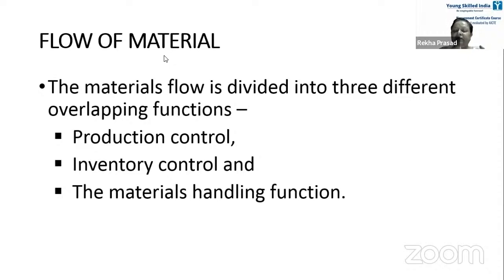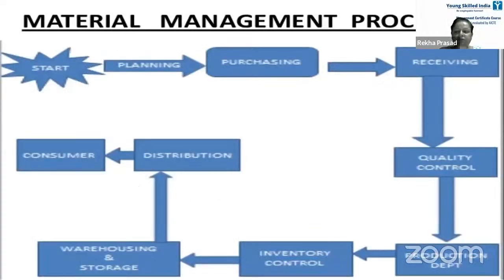When it is being produced from raw material to finished good, it is in production control. Inventory can be both of the raw material, inventory can be of work in progress material. And how and where the material is moving, you can see from this flow diagram.